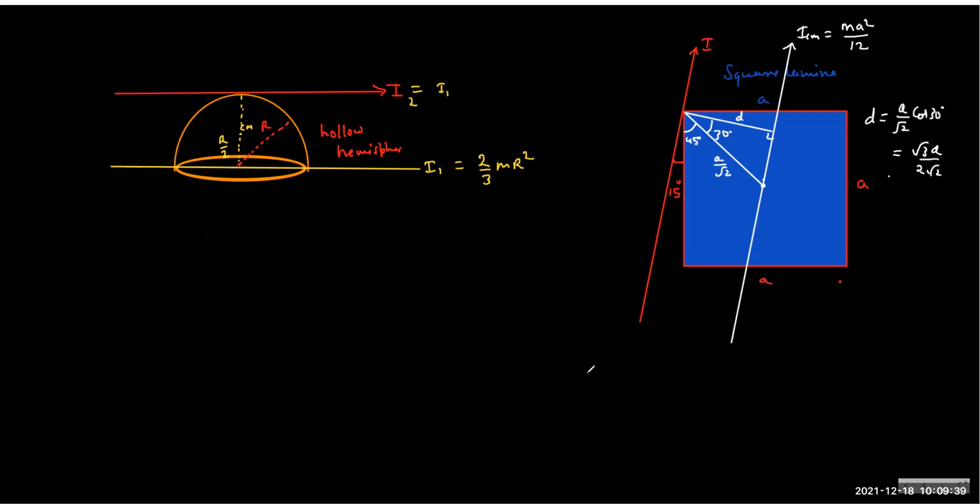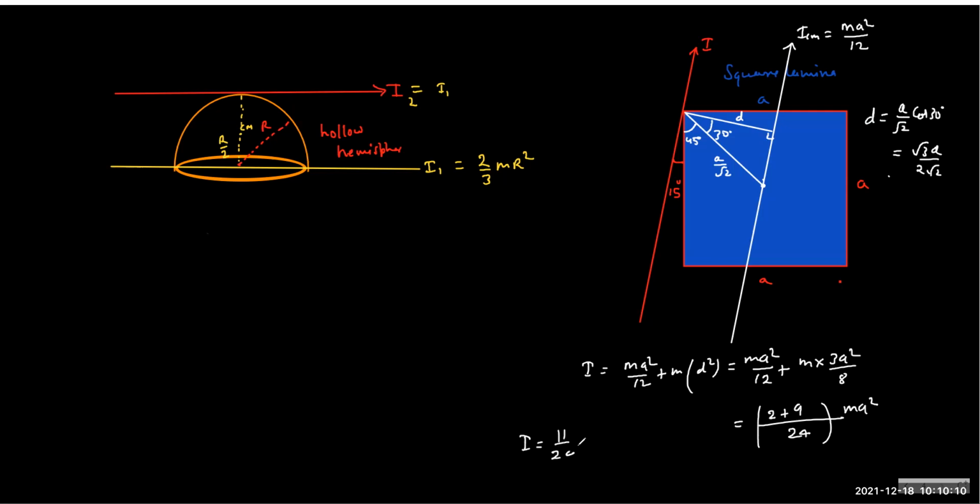And now you can write the answer: I equals to I_CM plus M d square. And d square is how much? 3a square by 8. So the I value is 11 by 24.